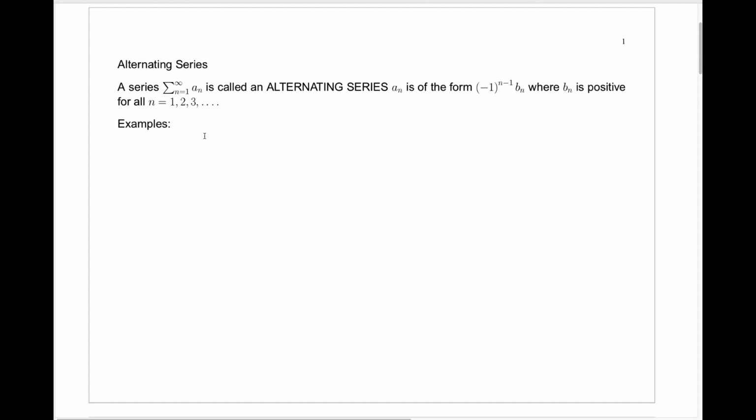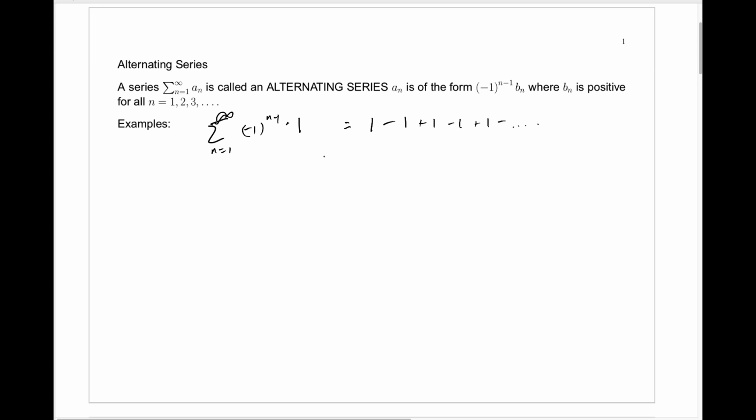Here's an example. We could look at the sum from n equals 1 to infinity of minus 1 to the n minus 1 times 1. You don't have to write the times 1, but I'm putting the 1 there. That's our b sub n. This is exactly the series 1 minus 1 plus 1 minus 1 plus 1. You can see the signs of the terms alternate.